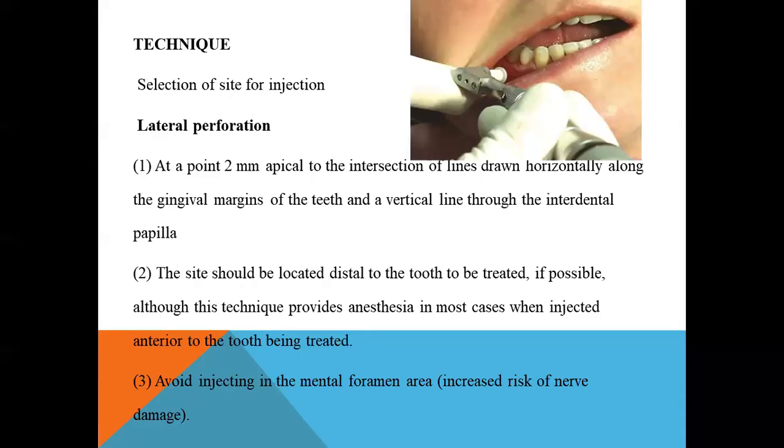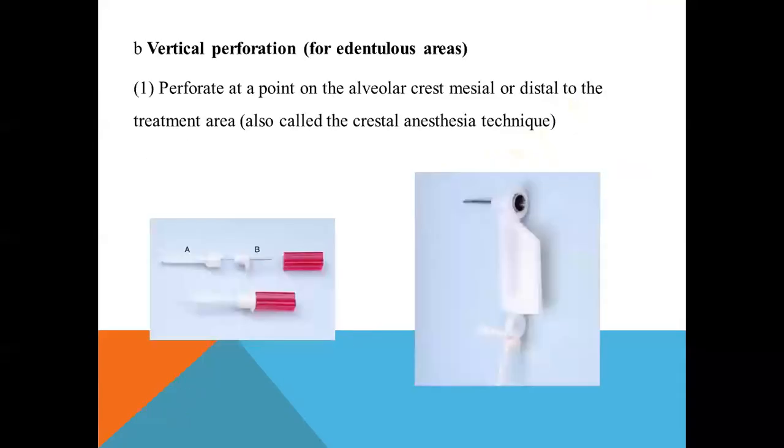Technique. So just look at the picture. Select the injection site 0.2 mm apical to the intersection lines. Draw horizontally along the gingival margin of the tooth and vertically through the interdental papilla. Locate the site and slowly inject the solution. Avoid injecting into the mental foramen area.